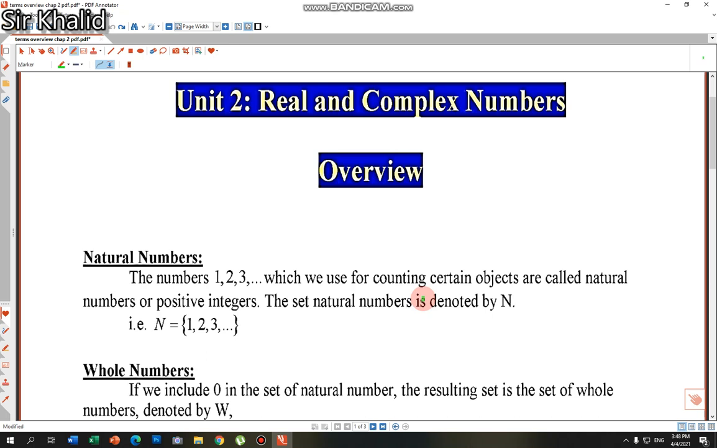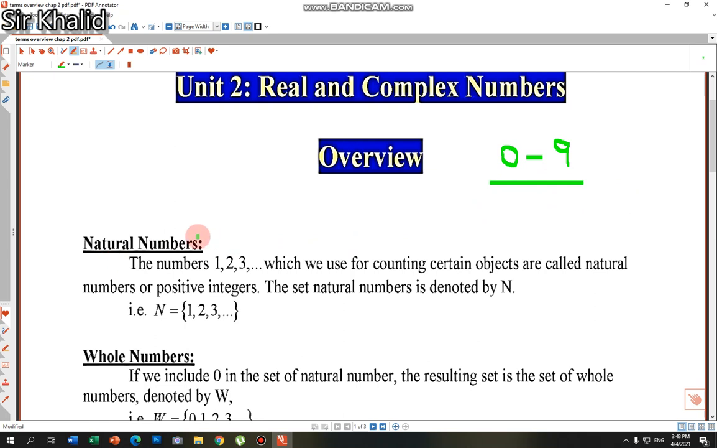In a decimal number system, there are only 10 numbers, that is from 0 to 9, and these 10 numbers from 0 to 9 are categorized into different types, such as natural numbers.